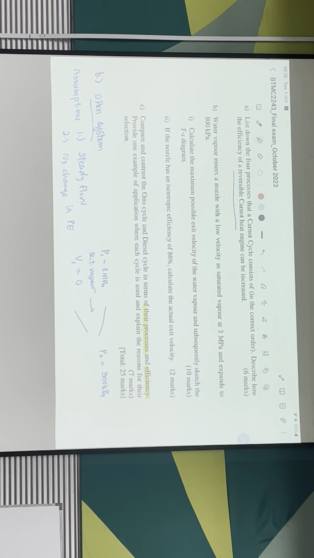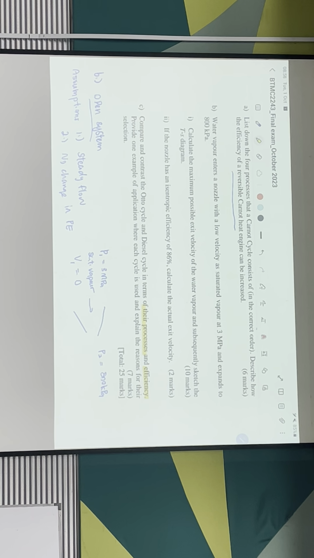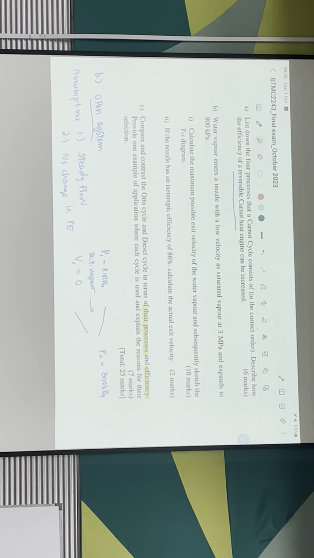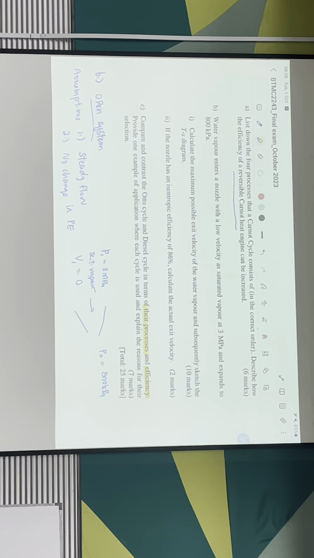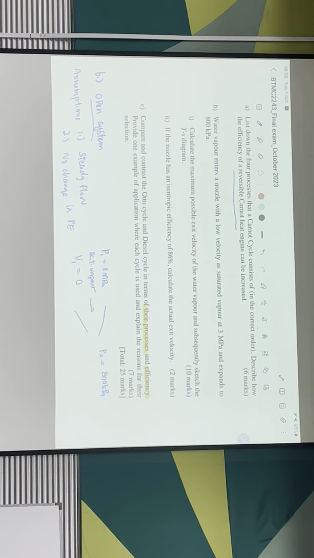For providing one example, you can just look through. Otto cycle is usually automobiles, normal cars. Diesel cycle is for larger vehicles like trucks and so on, and for better efficiency, so you can explain the reasoning as well. You can look at the notes for this.